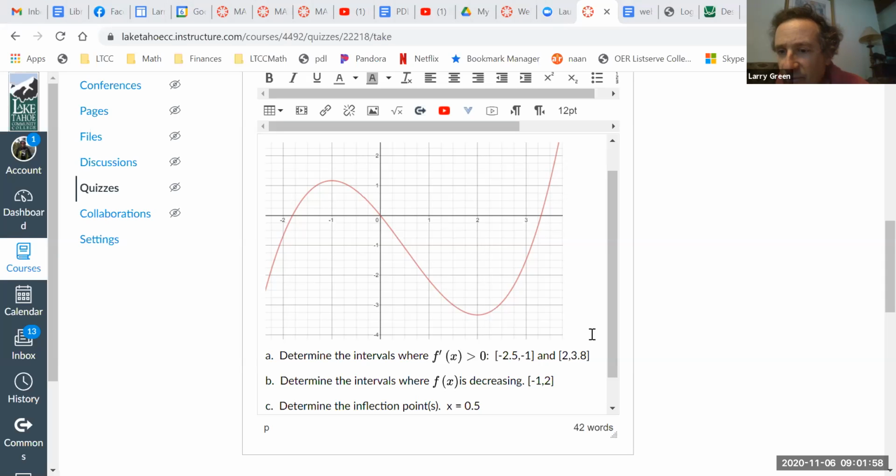Okay. No questions? Okay, again, concavity is important. It's hard to explain why it's so important, but it really is.